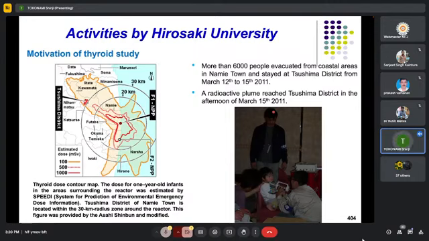Also, we carried out a study of evacuees. More than 6,000 people evacuated from the coastal areas in Namie Town to the Tsushima District from March 12 to 15, 2011. The radioactive plume reached the Tsushima District. Actually, the radioactive plume passed through this way, this direction, and reached the Tsushima district in the afternoon of March 15.